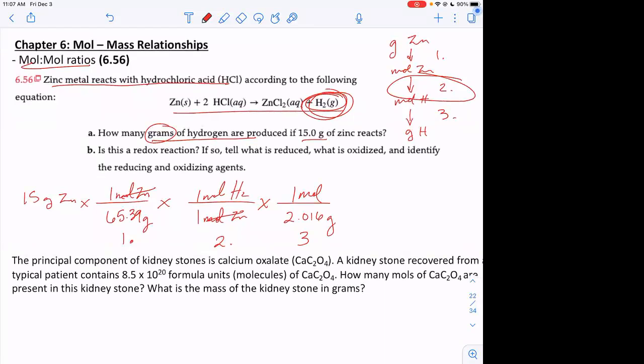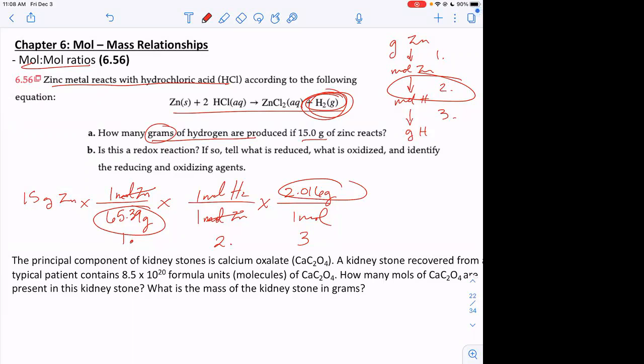Notice, wait, I did that wrong, didn't I? I plugged in the grams on bottom. I need to flip that, 2.016 grams for every 1 mole. Notice you divide by the molar mass first, and then the last step is you always multiply by the other molar mass, okay? You don't divide by both. So you do 15 divided by 65.39 times 1 divided by 1, or you can kind of skip that step mathematically, but you have to write it out in the problem because your mole-mole ratio may not always be 1 to 1. And then times 2.016.